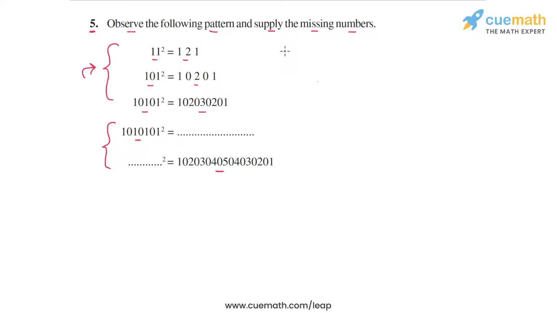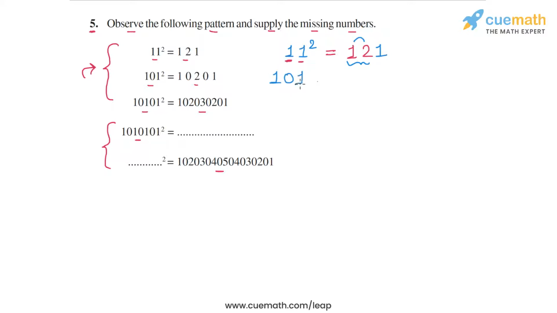So the first square is 11 square equal to 121. Here's how we can think about it. So we have 11 square, and in this number 11, this digit is the first one, so we write it as 1, and this digit is the second one, so we write it as 2. And then because there are no more digits in 11, we complete this string in a symmetric manner. So we have 1, 2, and we write 1 again. So we get 121.